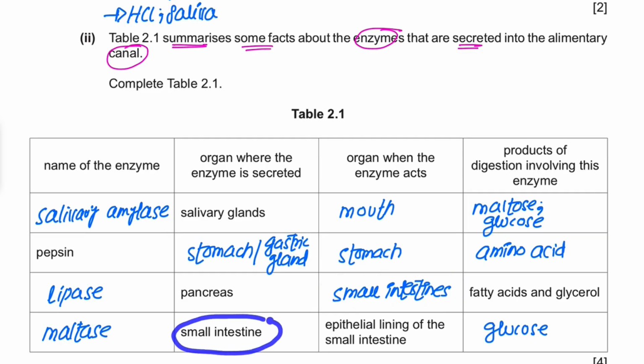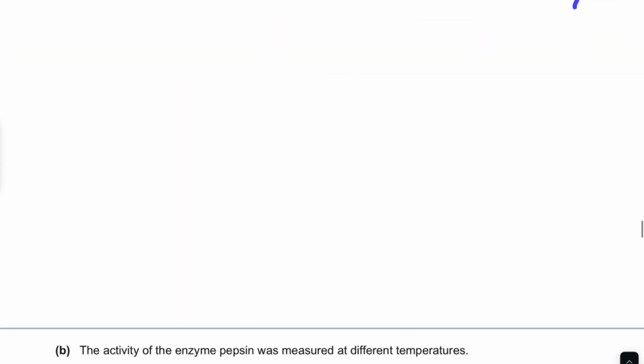They say this is the small intestine and that is the epithelial lining of the small intestine. So in the epithelial lining of the small intestine, the enzyme that we have is maltase. And when the maltase works on the maltose, the end product made out of it would be glucose, and by that you would have scored 4 marks here.